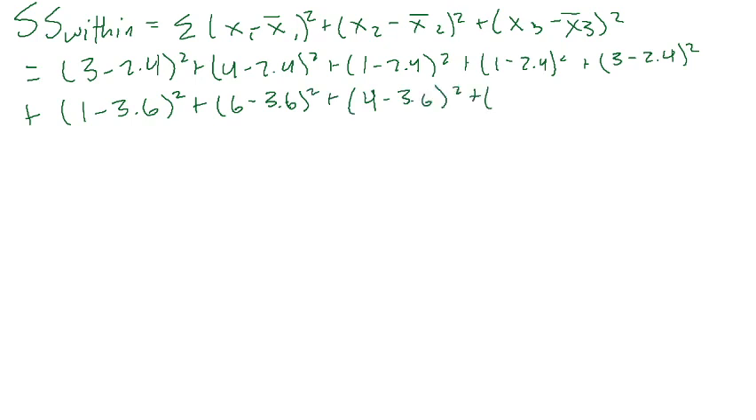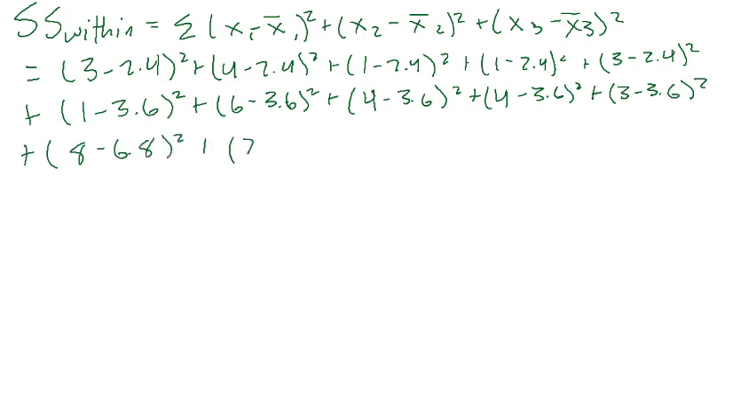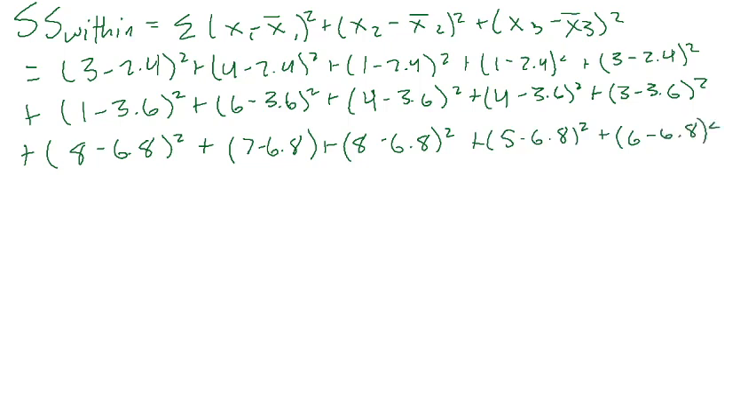Okay, so we got another 4. We're subtracting that 3.6, the mean for group 2, so 3 minus 3.6. Now we're on to the last group where our mean was 6.8, so we have an 8 minus 6.8, a 7 minus 6.8, another 8 minus 6.8, a 5 minus 6.8, and a 6 minus 6.8 squared. And then that concludes it for us.